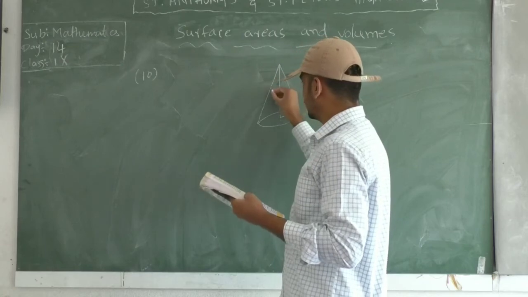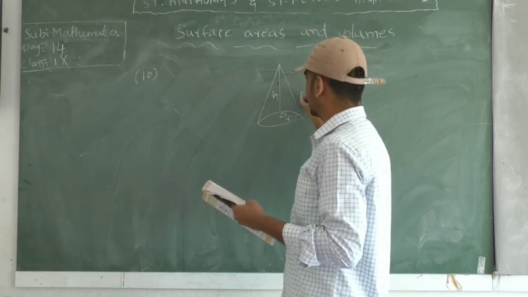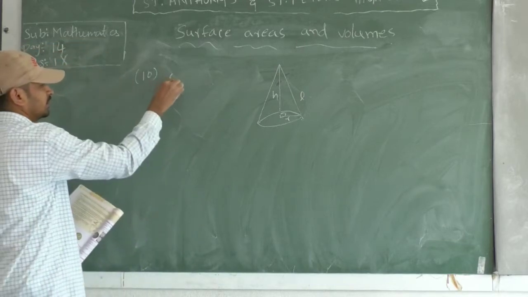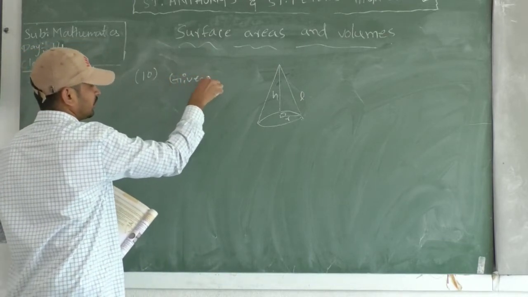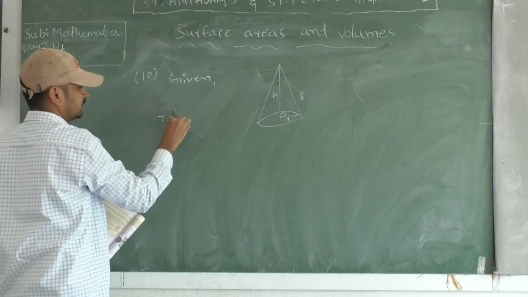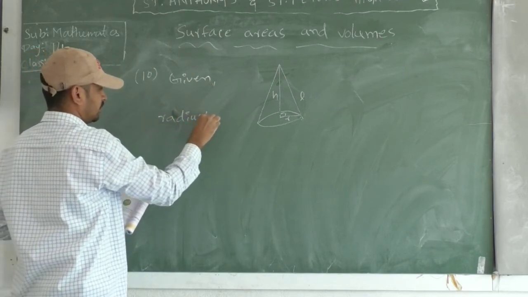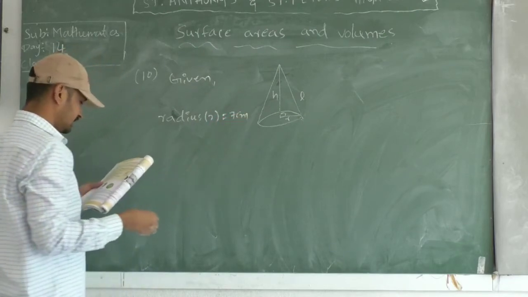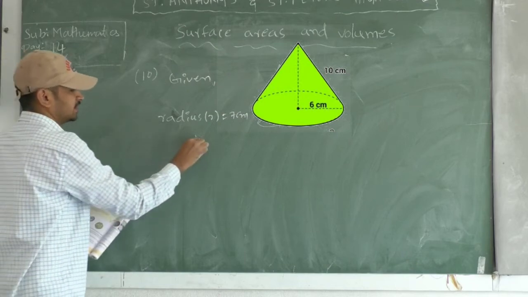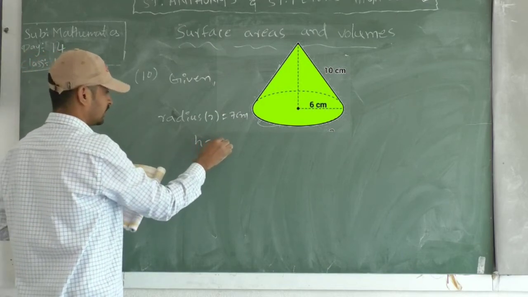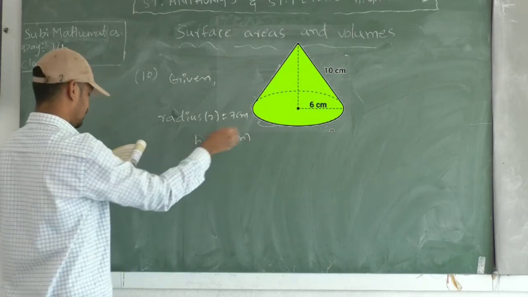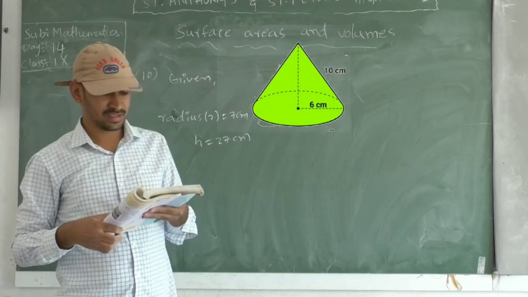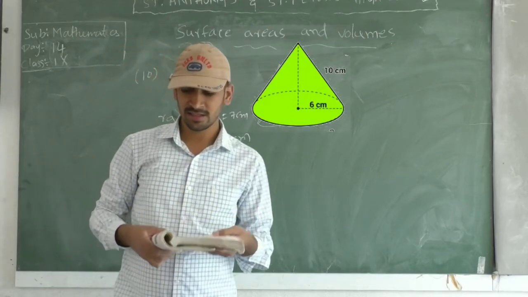For this cone, H, R and L. What is given? The radius of the base is given. Radius R equals 7 centimeters. Next, height is given. H equals 27 centimeters. So, what do we find? Find the area of the sheet required to make 10 such caps.